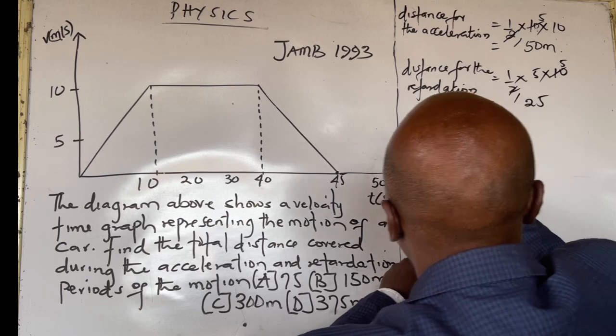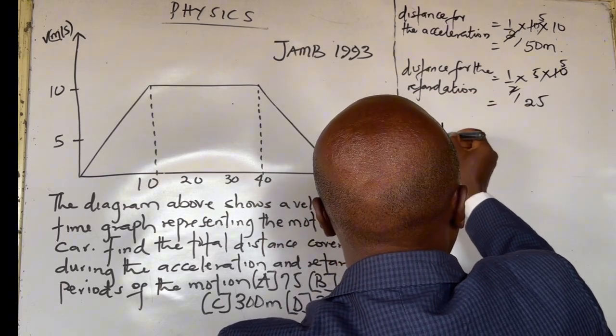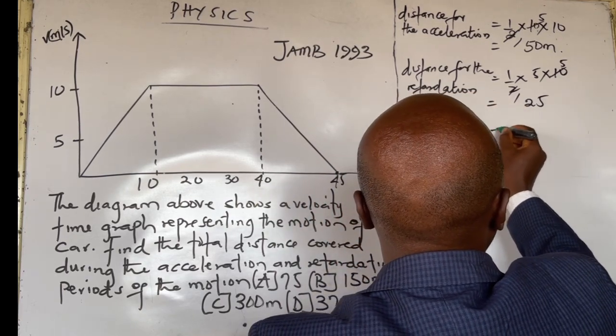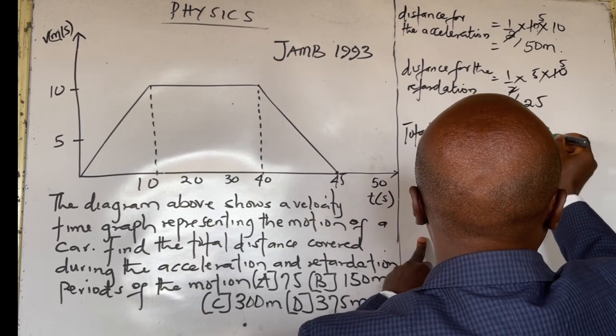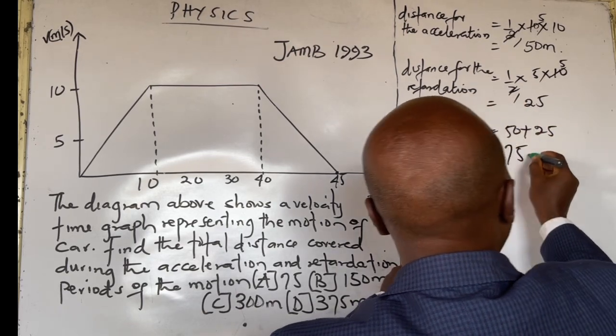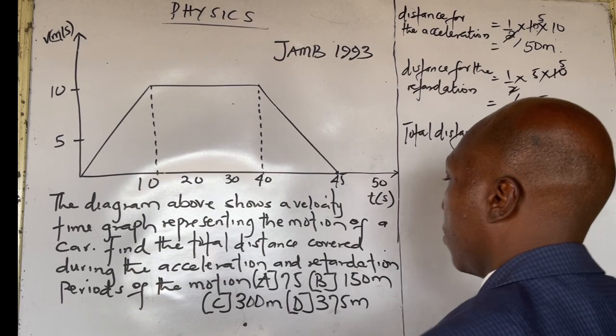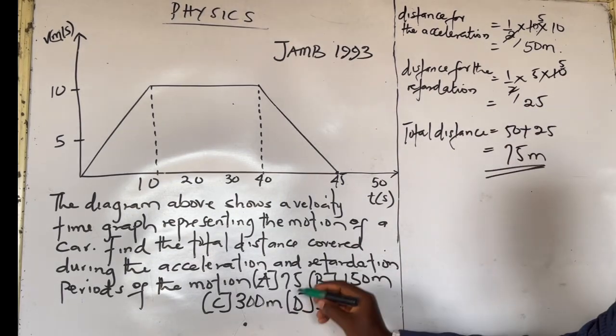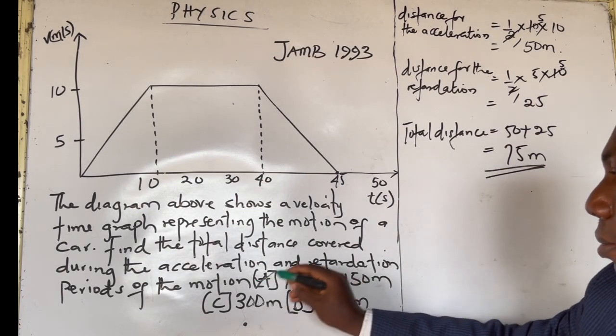So the total distance for the two now is 50 plus 25. And that's 75 meters. So that's the answer.